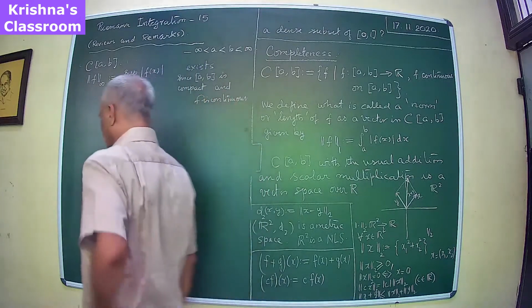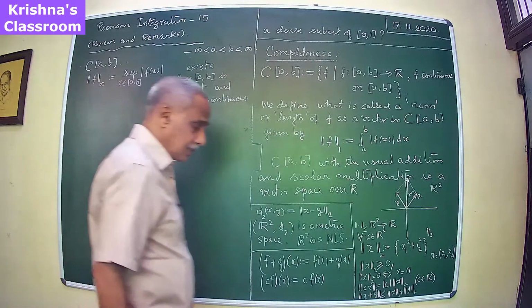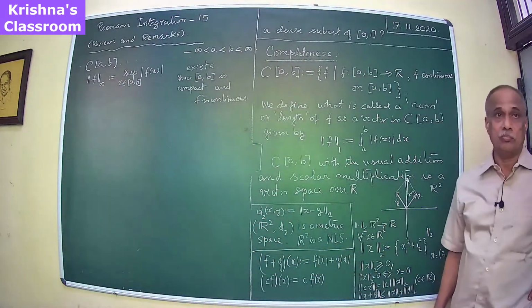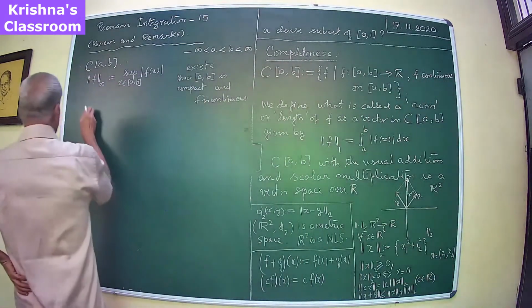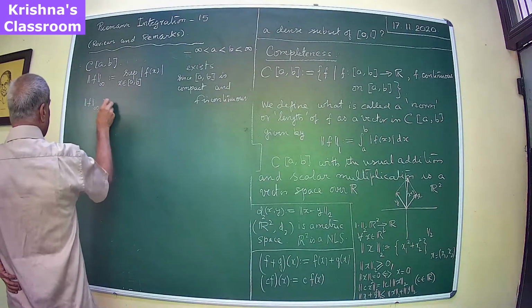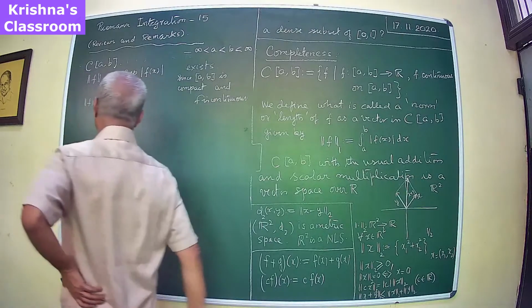Now what you can prove is this. This satisfies all the conditions to call it a norm. So what do you have? You have to have this one, greater than or equal to 0. That is clear.